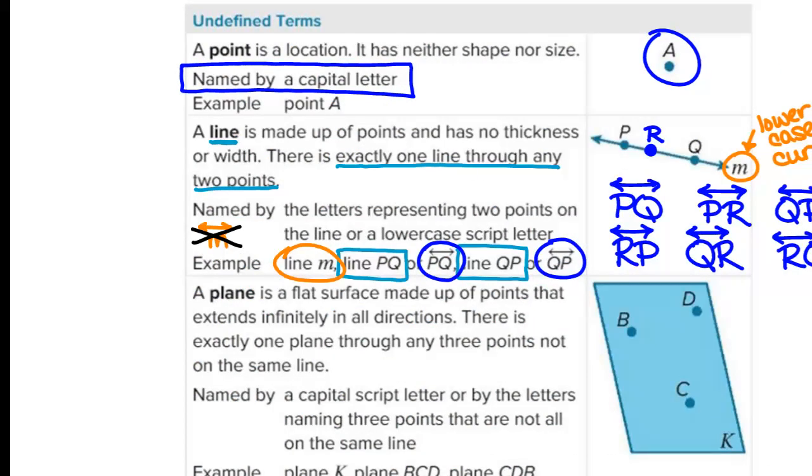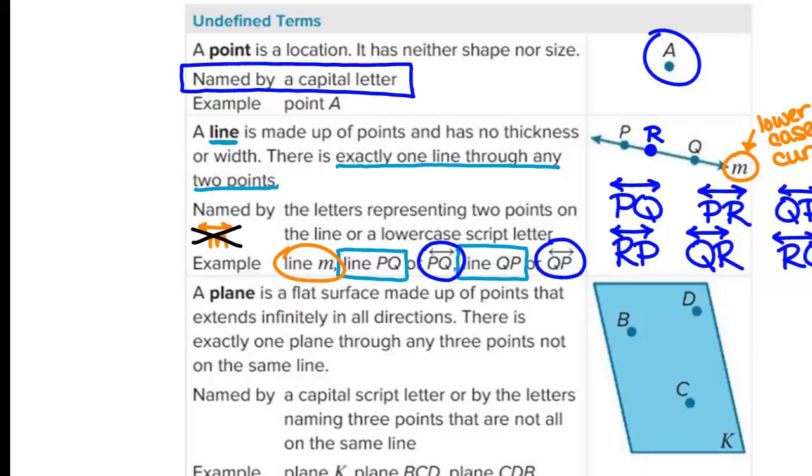All right. So far, so good? Points are the most simple. Single capital letter, we have a point. For a line, there's 2 different ways of naming it. Lowercase letter with the word line in front of it, or with 2 of the points that are on that line, and only 2 points in either order. And then we either write the word line and those 2 points, or we write those 2 points and we put a line with 2 arrows over the top of it.